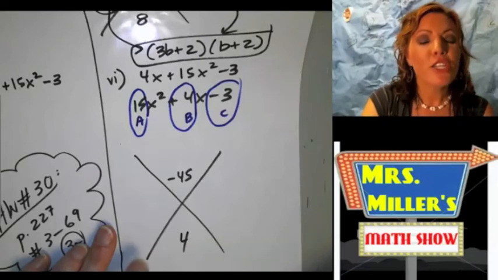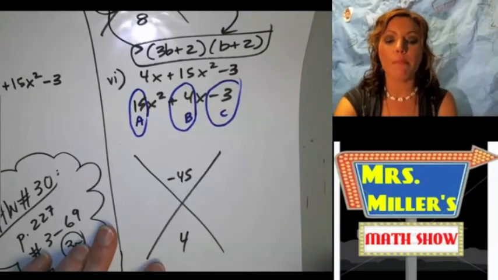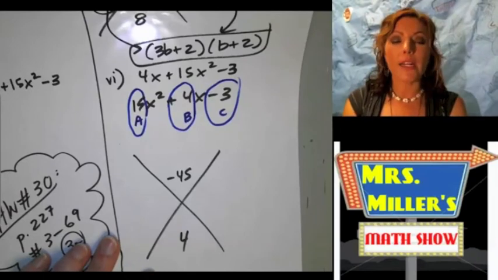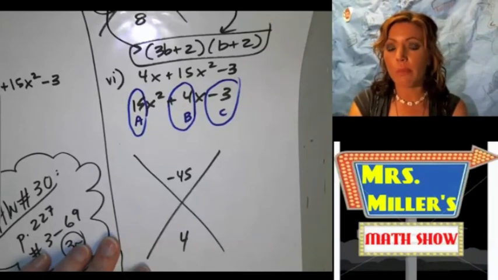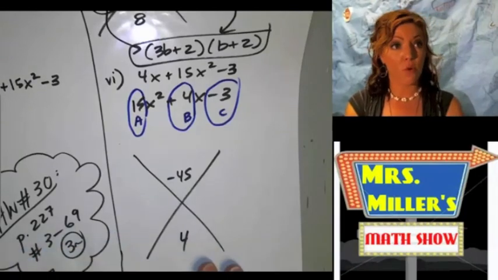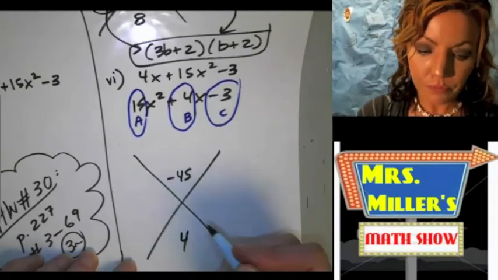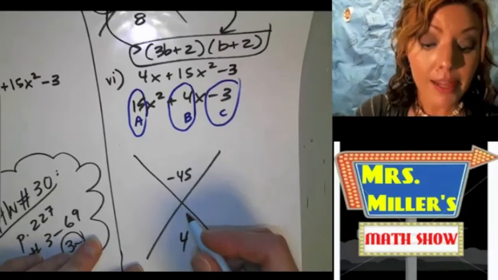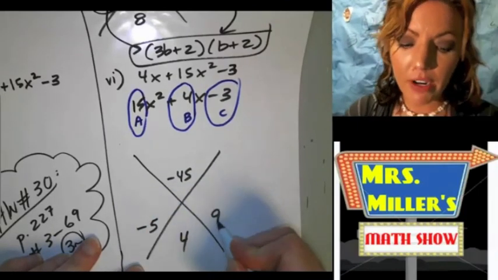Okay, so we are looking for two numbers that multiply to 45 that also add up to 4. So two numbers that multiply to 45 that also add up to 4. So, I guess we could do negative 5 times 9. Perfect. Everybody give it up for Sloan.